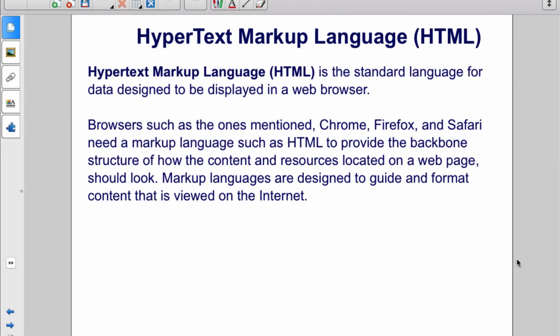Hypertext Markup Language, or HTML, is the standard language for data designed to be displayed in a web browser. Browsers, such as the ones mentioned, Chrome, Firefox, and Safari, need a markup language such as HTML to provide the backbone structure of how the content and resources located on a web page should look. Markup languages are designed to guide and format content that is viewed on the Internet.